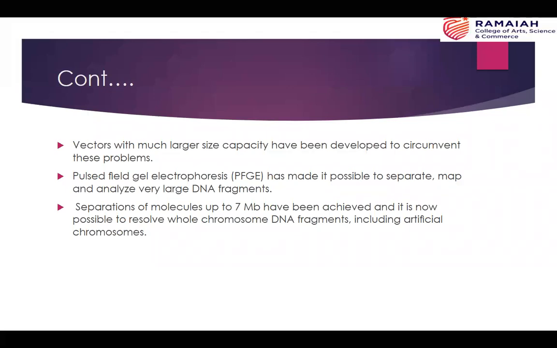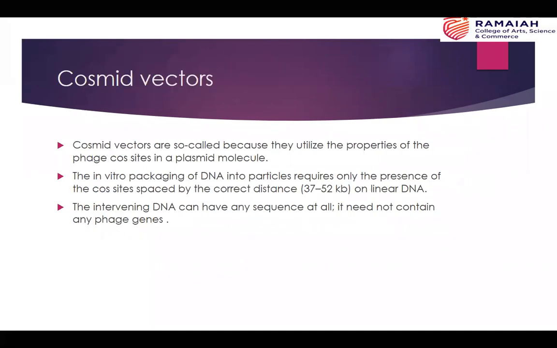I hope you are able to follow the point. The purpose of developing these cosmid vectors is to accommodate larger fragments of DNA, especially when you are trying to clone larger genes like your eukaryotic genes. And with the availability of techniques like pulsed field gel electrophoresis, we are now able to separate and isolate the larger DNA fragments. Now let's look at the properties of these cosmid vectors.